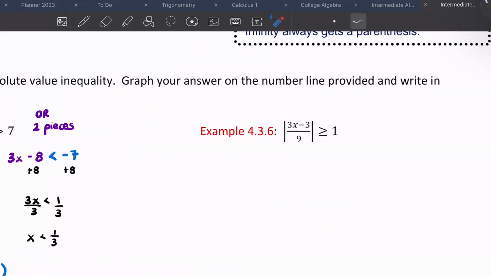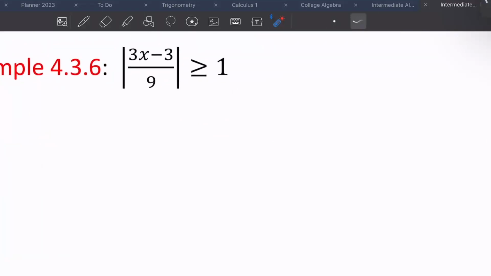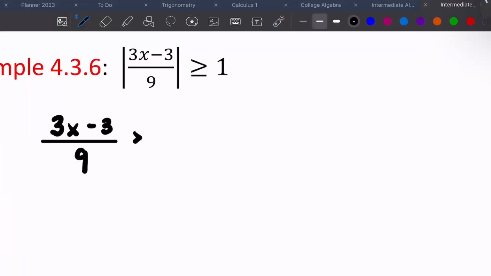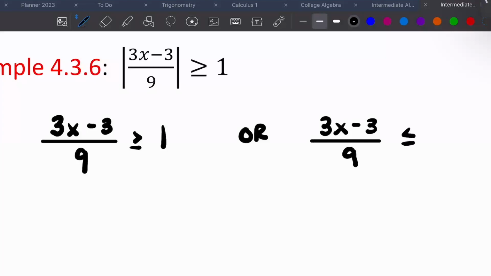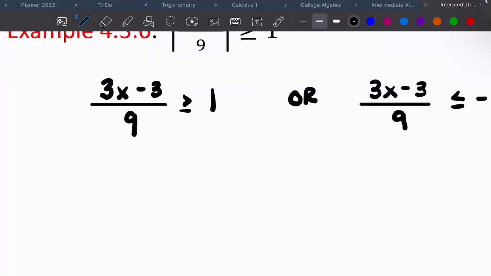So let's do another one of those. Okay, we need to create our two inequalities. Or 3x minus 3 over 9 less than or equal to -1. Okay, flip the sign, change to negative. Now we need to solve for x. So this has a fraction in it. We need to get rid of it.